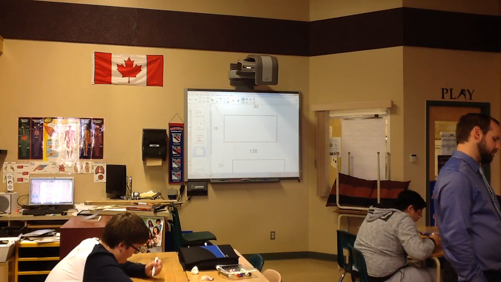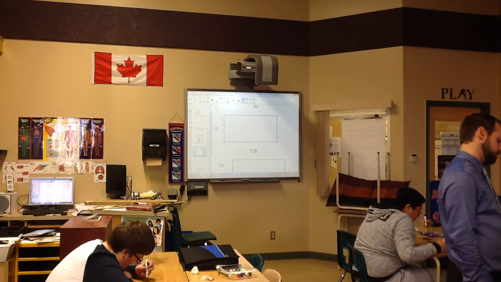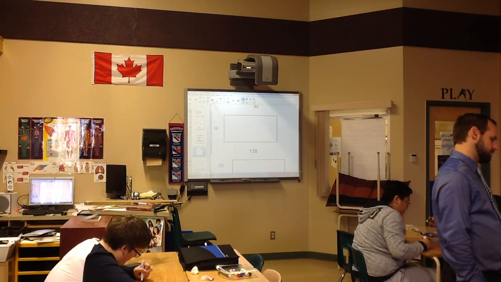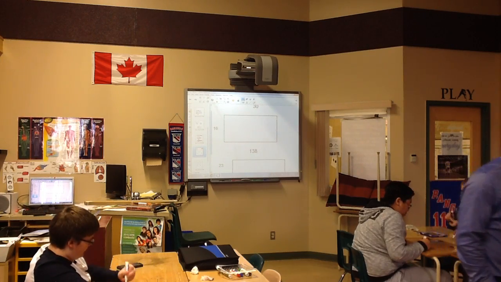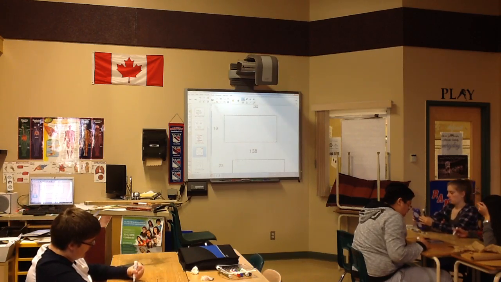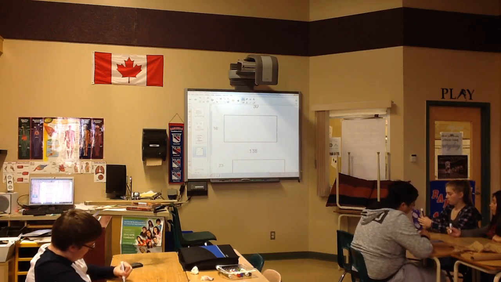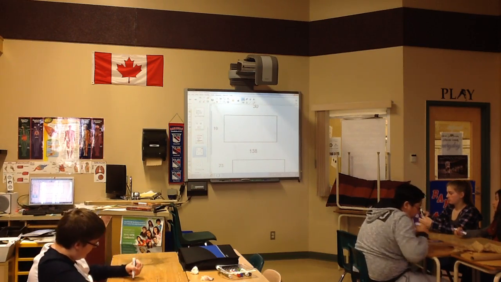How many groups of 10 do you have? 3. Okay, so what's that represent? 30. And how many ones do you have? You could do it that way. You could just have 30 here, or you could have 30 times 0. So I have 3 sets of 10, which makes 30, and 0 ones, which makes 0.